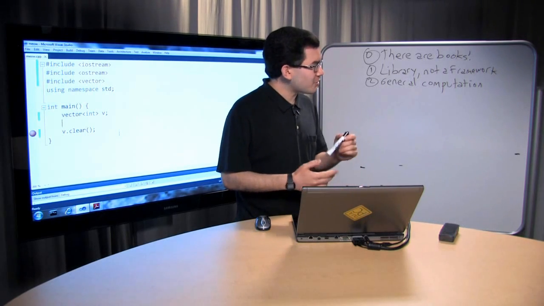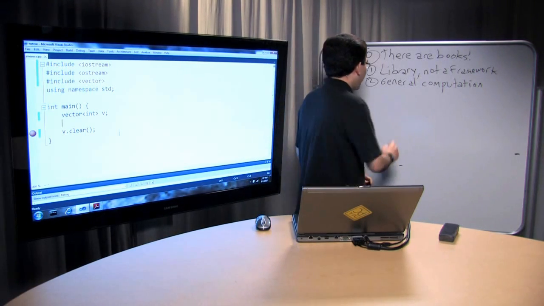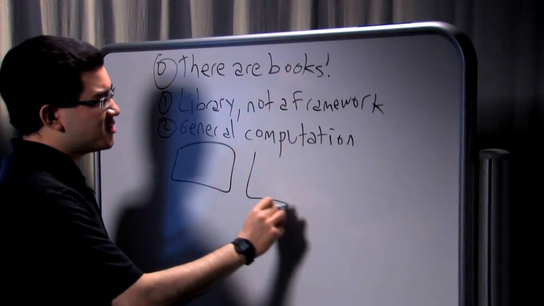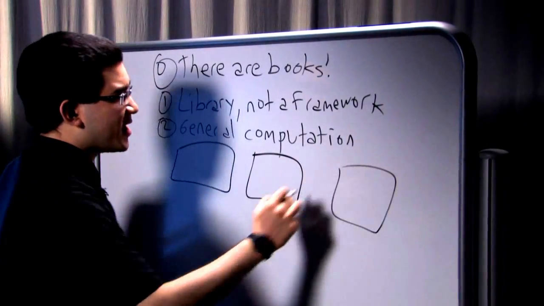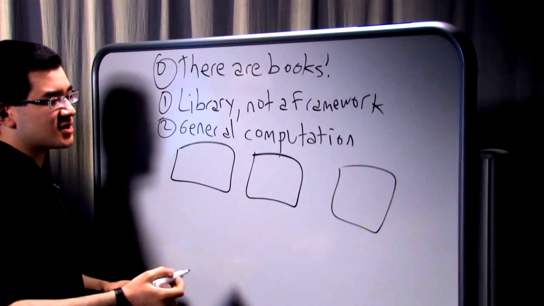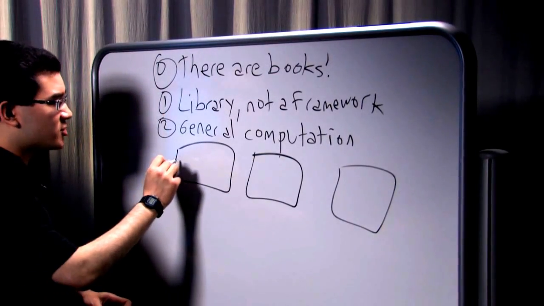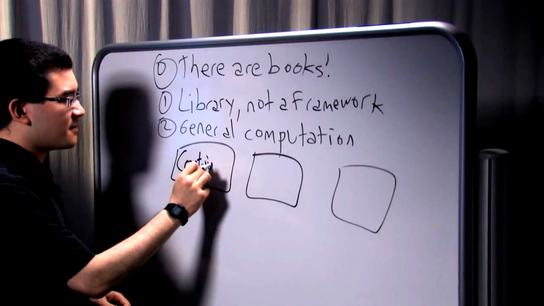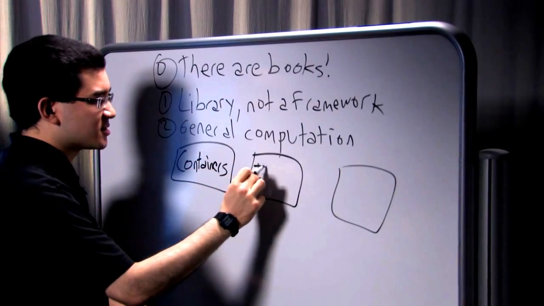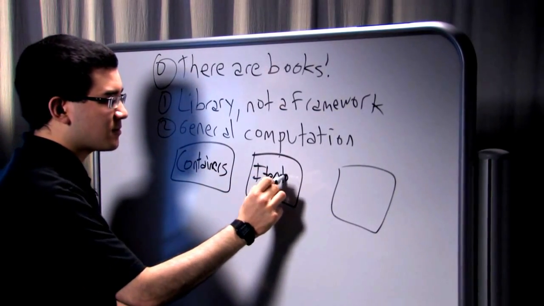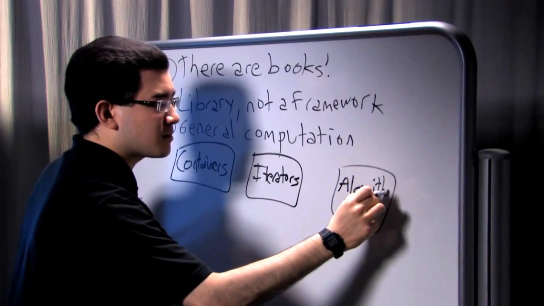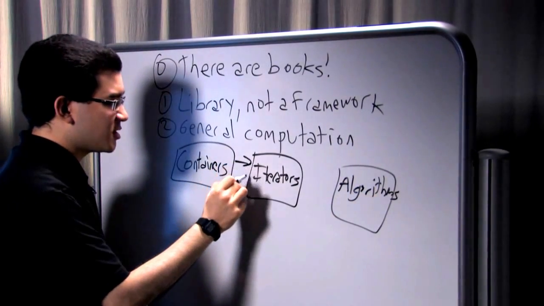So how do we start with the STL? One of the things that is very famous about it is that it has this sort of unusual structure. And it's got really three chunks that authors of books will talk about. It has containers, iterators, and algorithms. And they talk to each other like this.